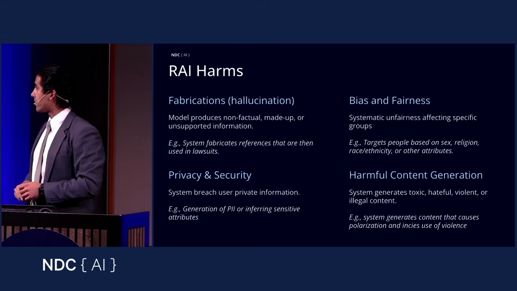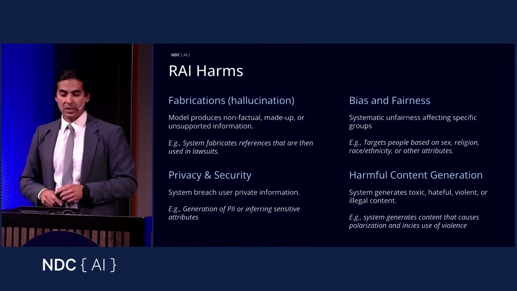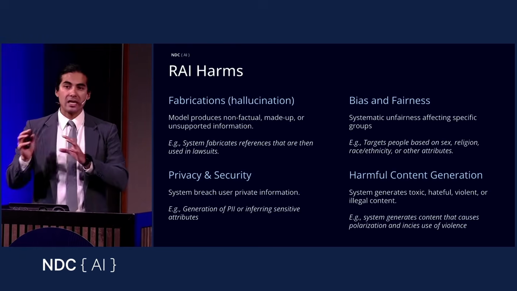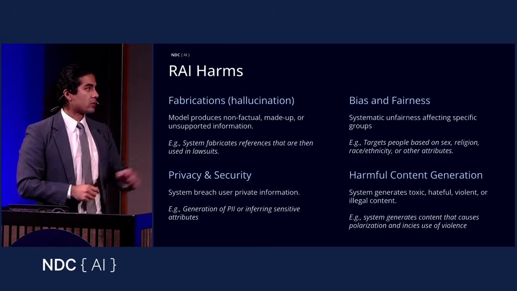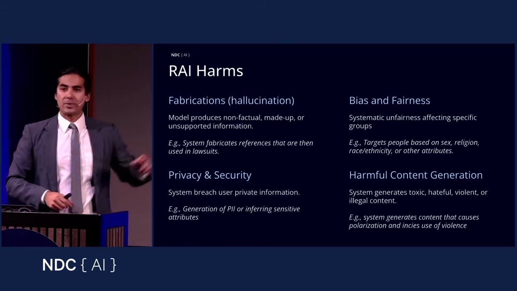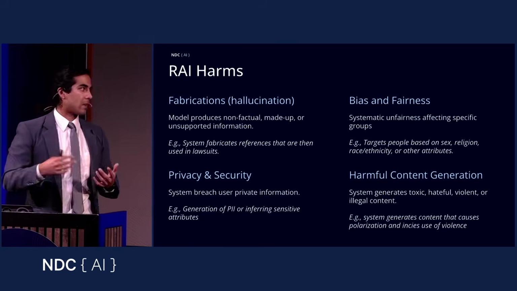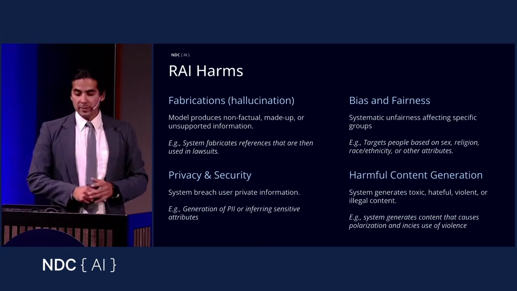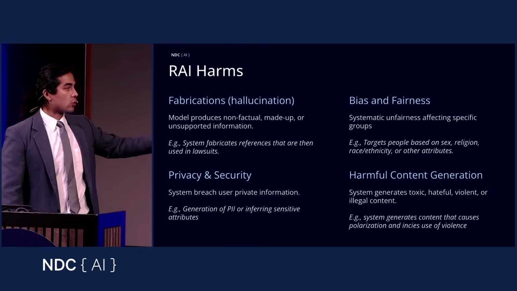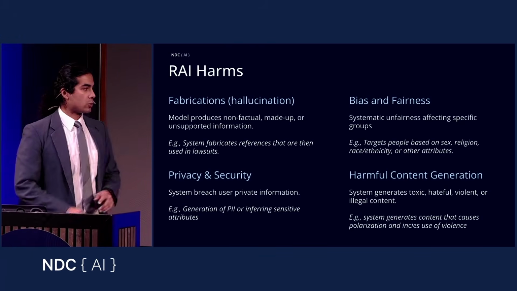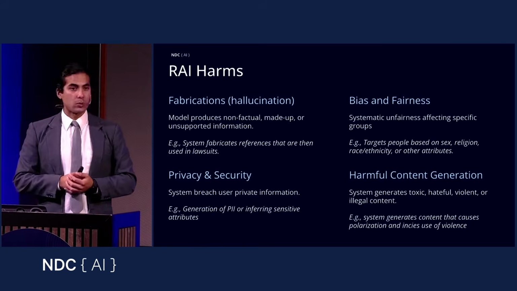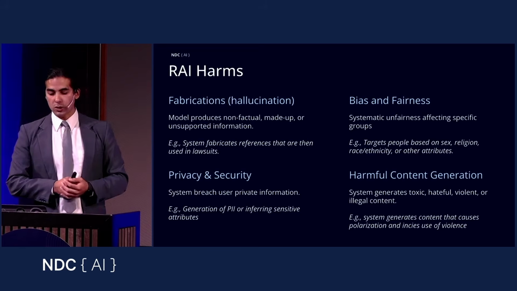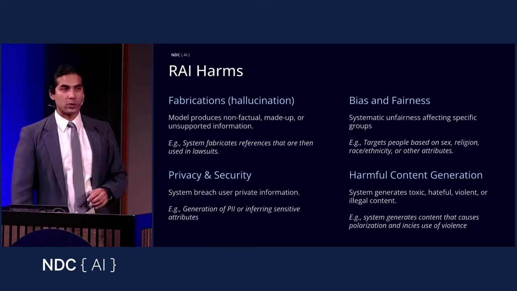Then we have bias and fairness issues. So these are effectively systematic unfairness affecting specific groups and individuals, right? So here, for example, we have models perhaps treating people differently based on their sex, religion, background, and other sensitive attributes. With privacy and security, we have the potential risks of, for example, AI being used to breach users' private information. So, for example, generating personally identifiable information or inferring sensitive attributes from people.